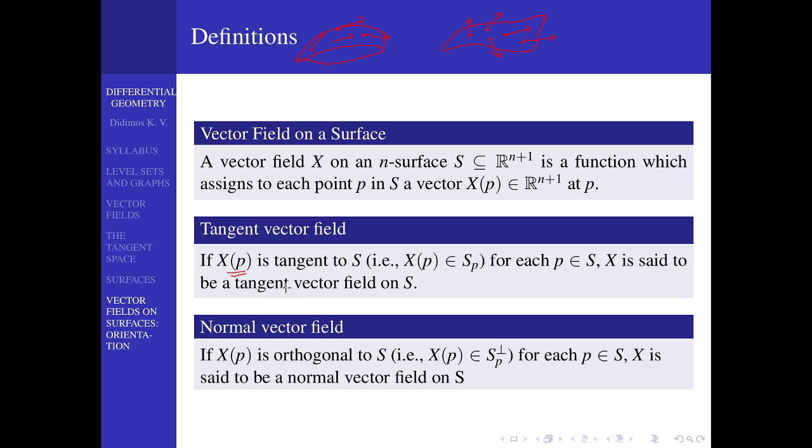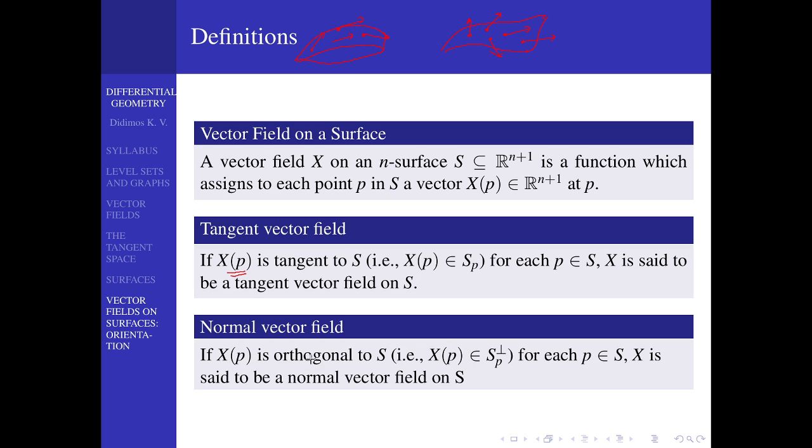Such a vector field X(P) is called the tangent vector field. If X(P) is tangent to S, that means the vectors assigned by X(P) belong to the tangent space. We can say that the vector field is a tangent vector field. Similarly, X(P) is orthogonal to S, that means X(P) assigns vectors which are orthogonal to the tangent space. That is, X(P) belongs to S_P perpendicular for each point P belonging to S. Then that vector field is called a normal vector field.